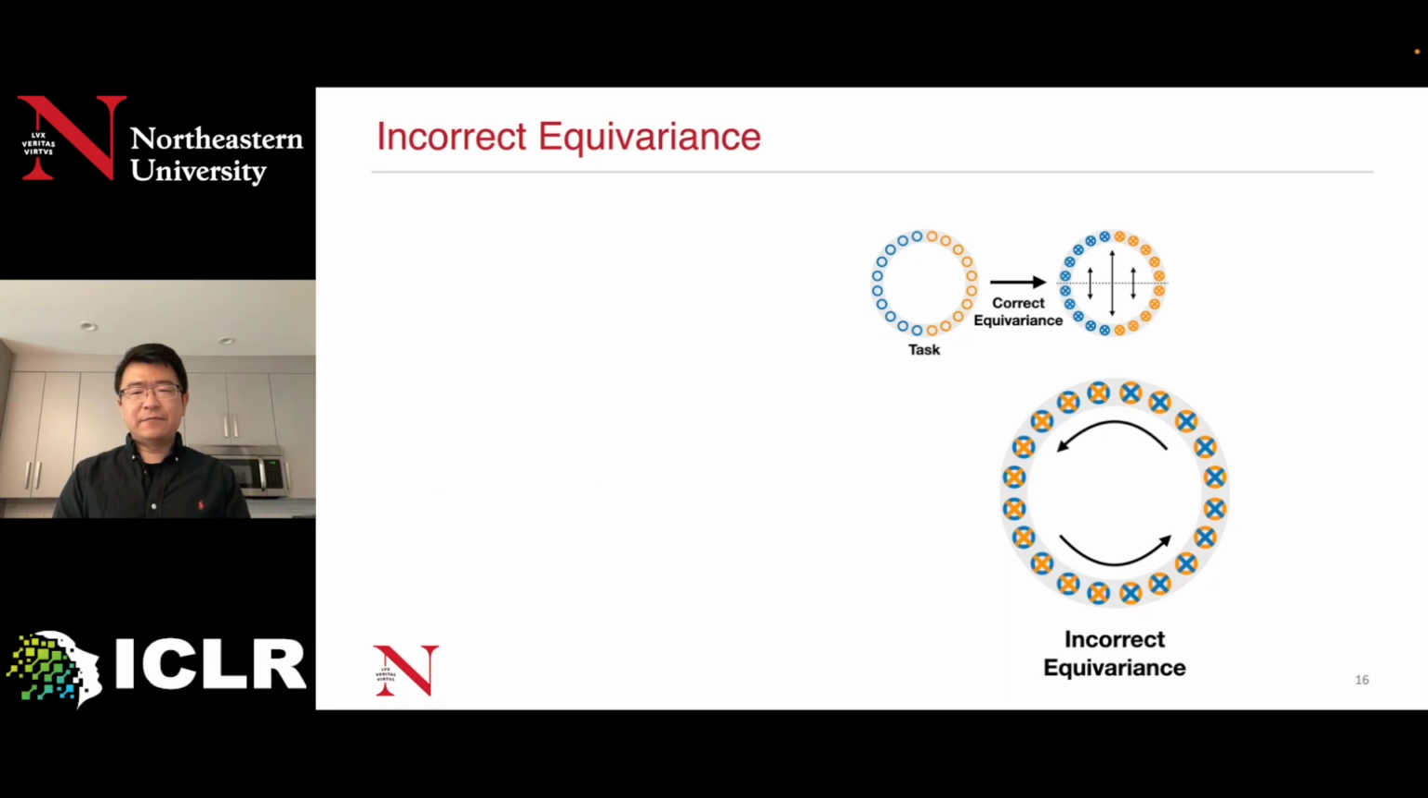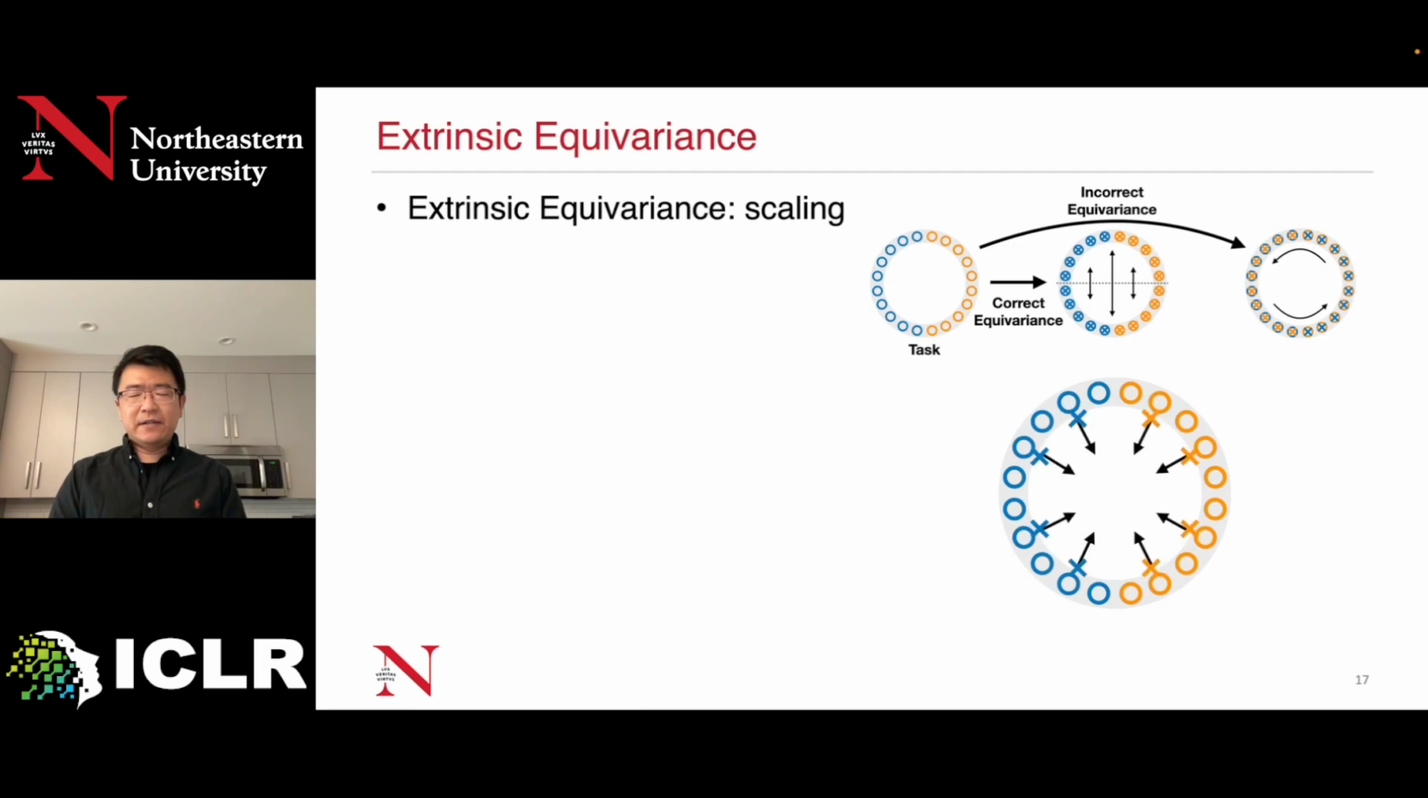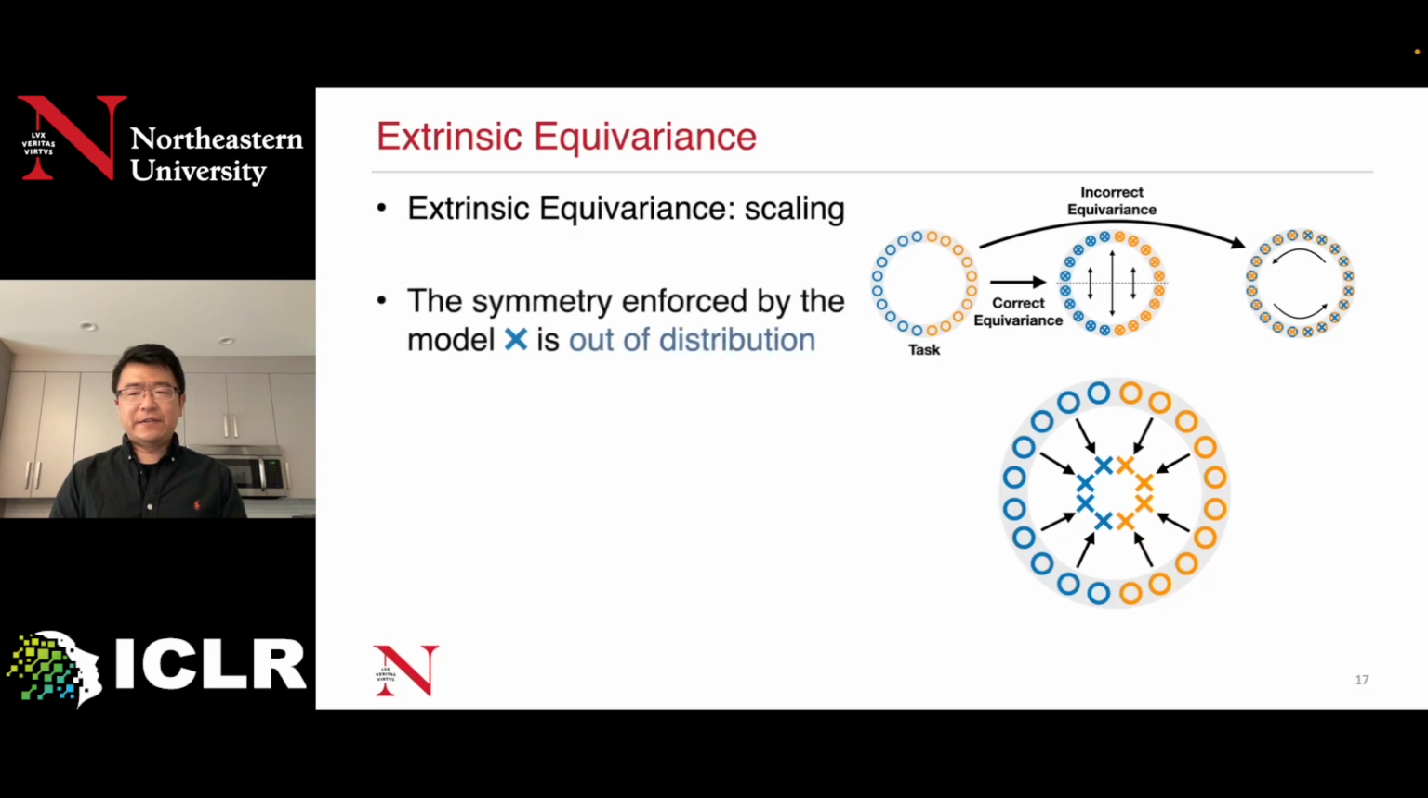It is easy to imagine what will happen under correct or incorrect equivariance, but there is actually a third scenario that's in between. What if we enforce scaling invariance? Now, under scaling, the group transformed data will be out of the input distribution, as is shown in the gray ring. Even though there is still some mismatch between the problem symmetry and the model symmetry, this time it will not lead to any error, because the group transformed data are out of distribution. So we call it extrinsic equivariance.